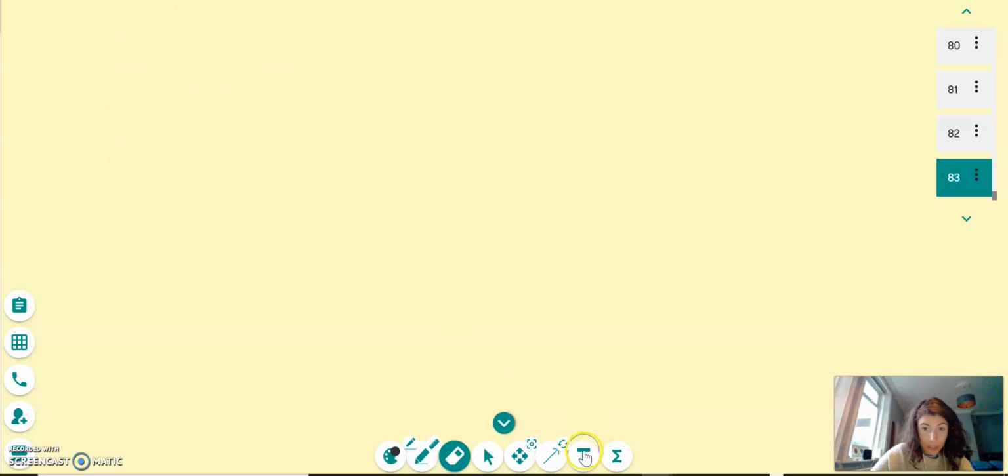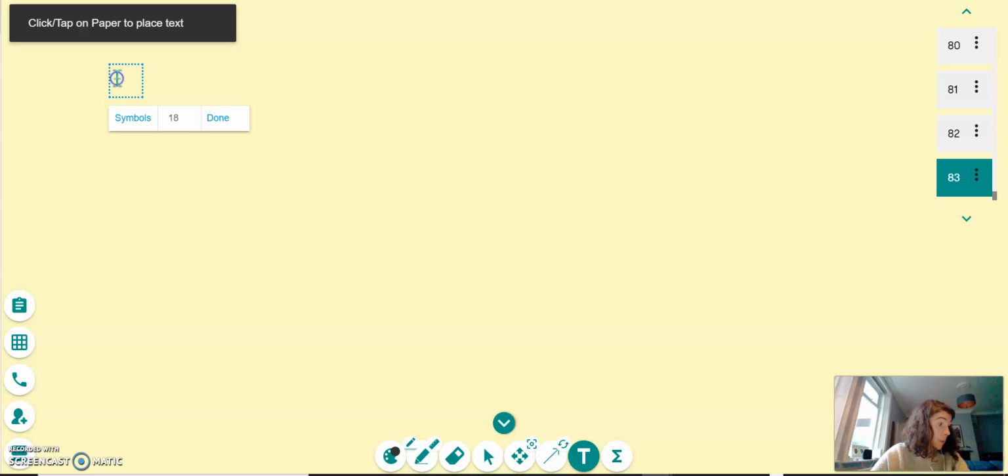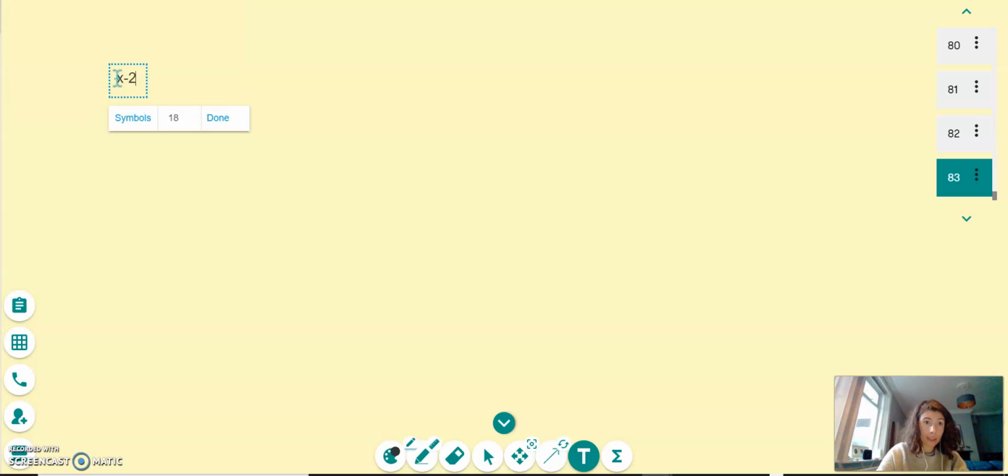With simultaneous equations, we have two equations. I'm going to write an example now. Two equations with an x and a y that both have different conditions. So in this case, we have x minus 2y equals 4 and 2x minus 5y equals 11.